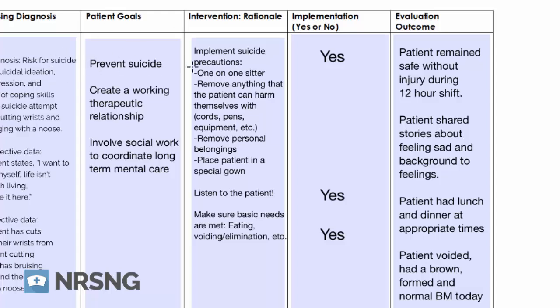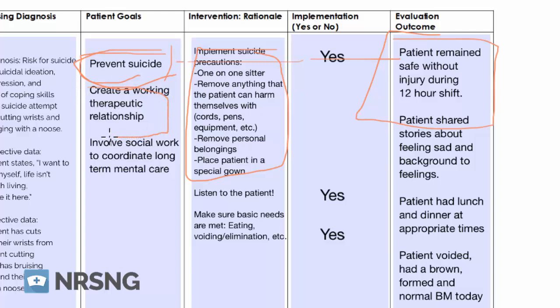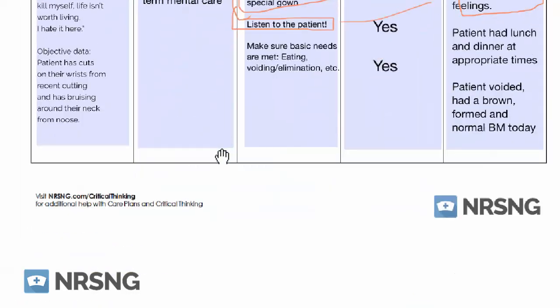So we're preventing suicide. How are we preventing suicide? Well, our patient goal is to prevent suicide. How are we going to prevent suicide? What are our implementations? Well, it's right across. It's the next thing. And then over here with our evaluation, our outcome: yep, that happened. Next, created a working therapeutic relationship. How did we do that, or how did we plan to implement it? We listened to the patient. So down here, the next thing on this list is the patient shared stories about feeling sad and background, and so on. So that's just a little bit about how to use our care plan template.